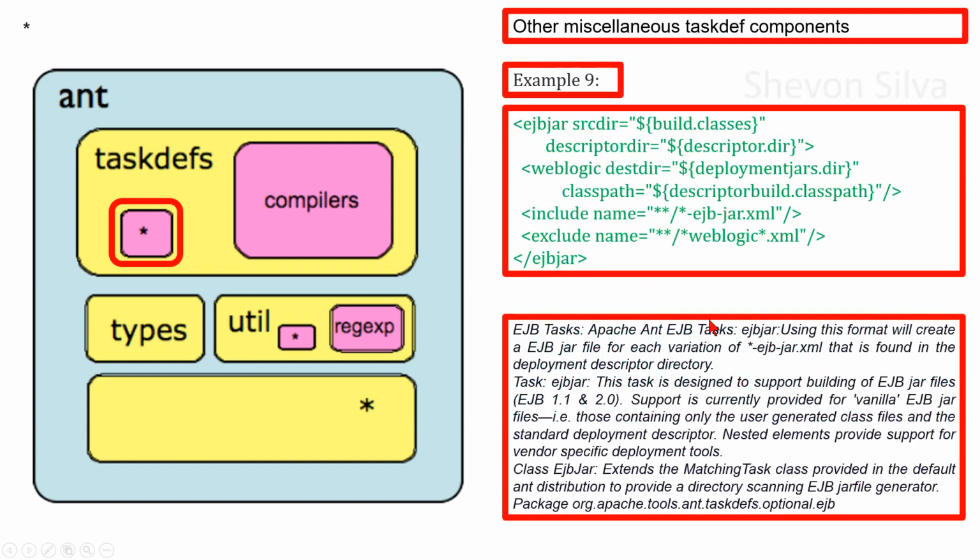Now we are considering Apache Ant EJB tasks and EJB jar in EJB tasks. Using this format, we'll create EJB jars. We'll create an EJB jar file for each variation of *-ejb-jar.xml that is found in the deployment descriptor directory.